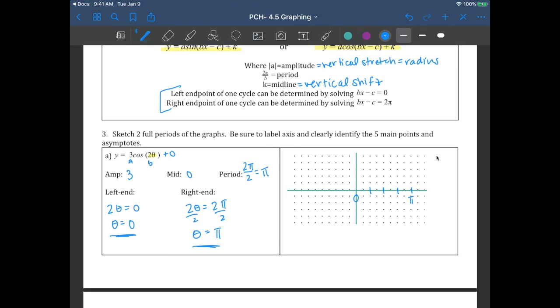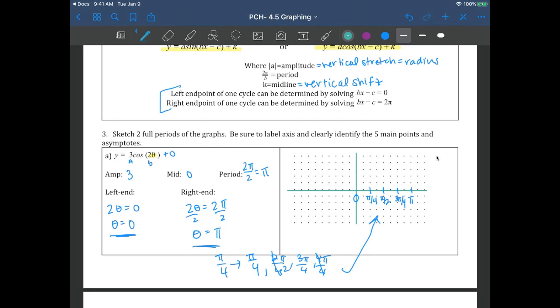And pi cut into quarters is pi over 4. So I'm going to count by pi over 4, then 2 pi over 4, which is pi over 2, then 3 pi over 4, and 4 pi over 4. So this simplifies to pi over 2, and this simplifies to pi. And that's what I'm going to graph in as my units on my graph.